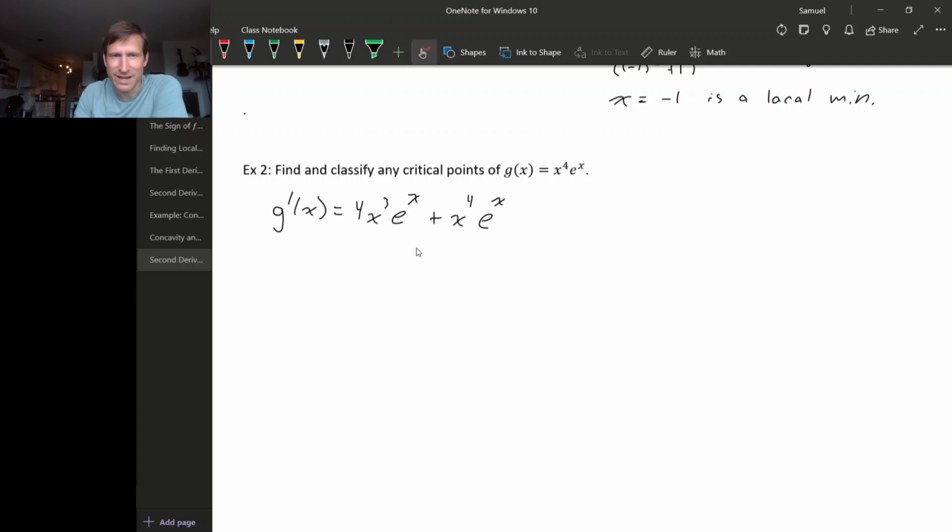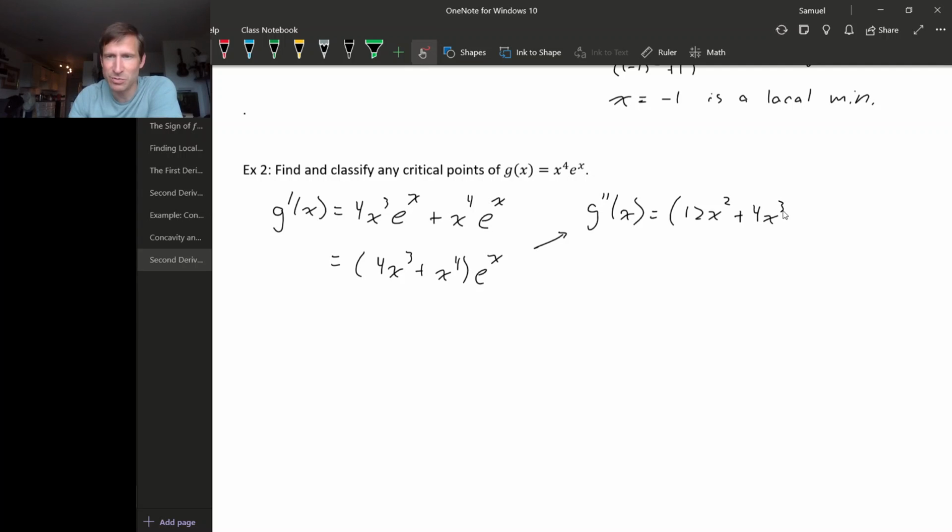Before we calculate a second derivative, why don't we factor out that e to the x? So (4x cubed plus x to the fourth) times e to the x. Now we can use this to calculate a second derivative. We have to use the product rule to do that. The derivative of the first piece is 12x squared plus 4x cubed, times e to the x, plus the first piece with no derivatives, so 4x cubed plus x to the fourth, times the derivative of the second piece, e to the x, and that's e to the x.